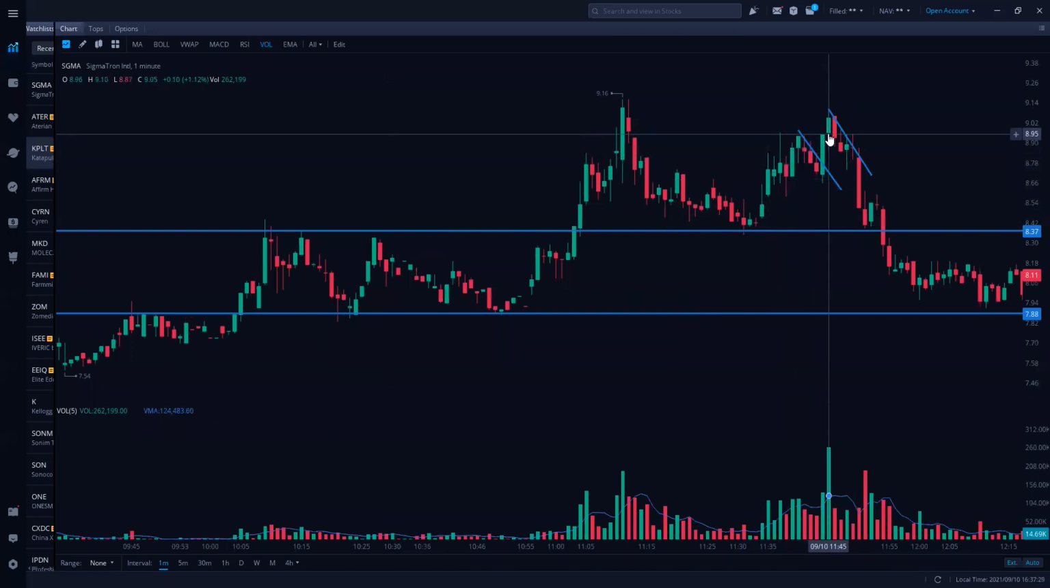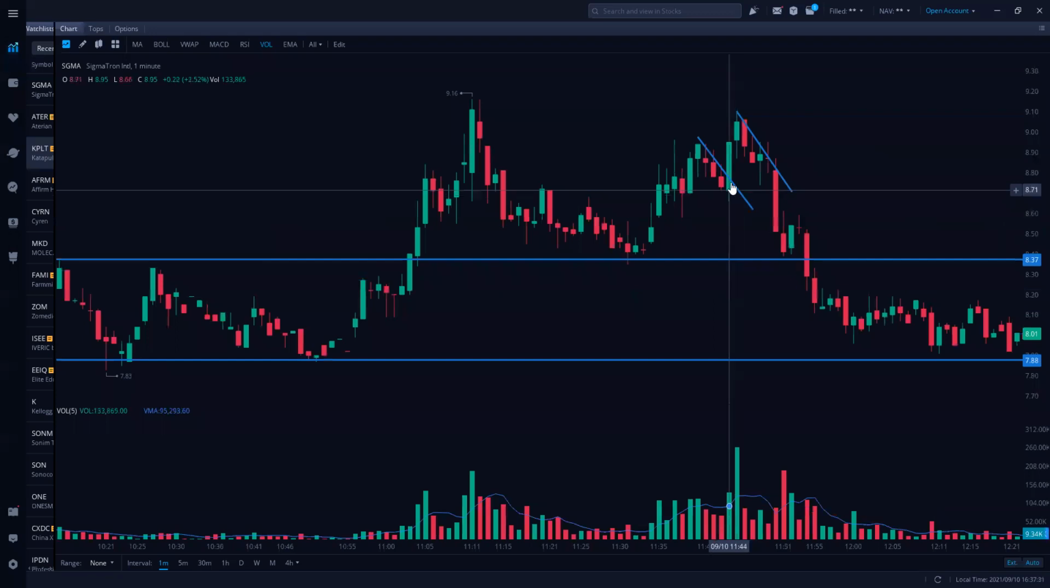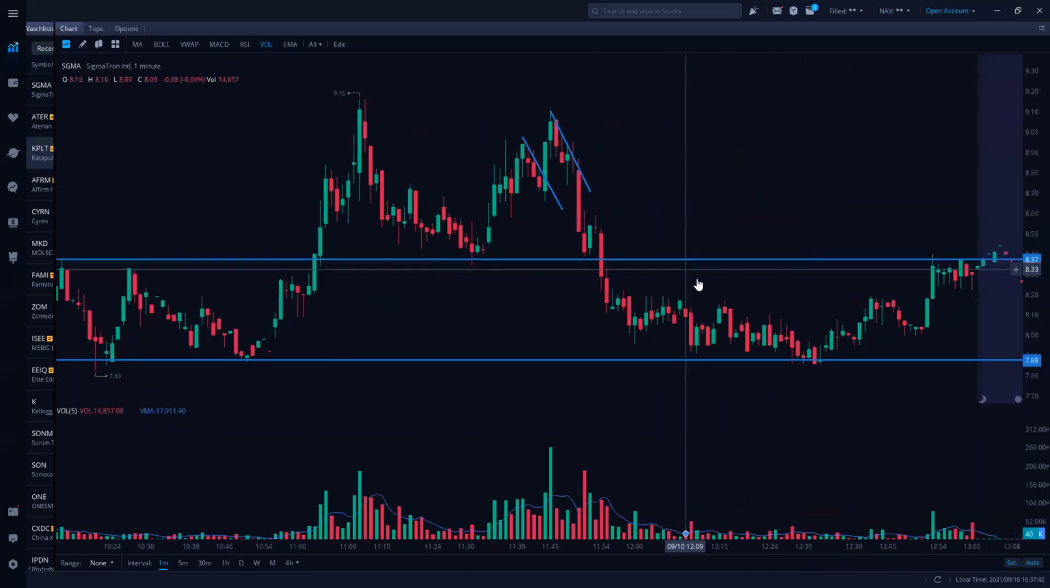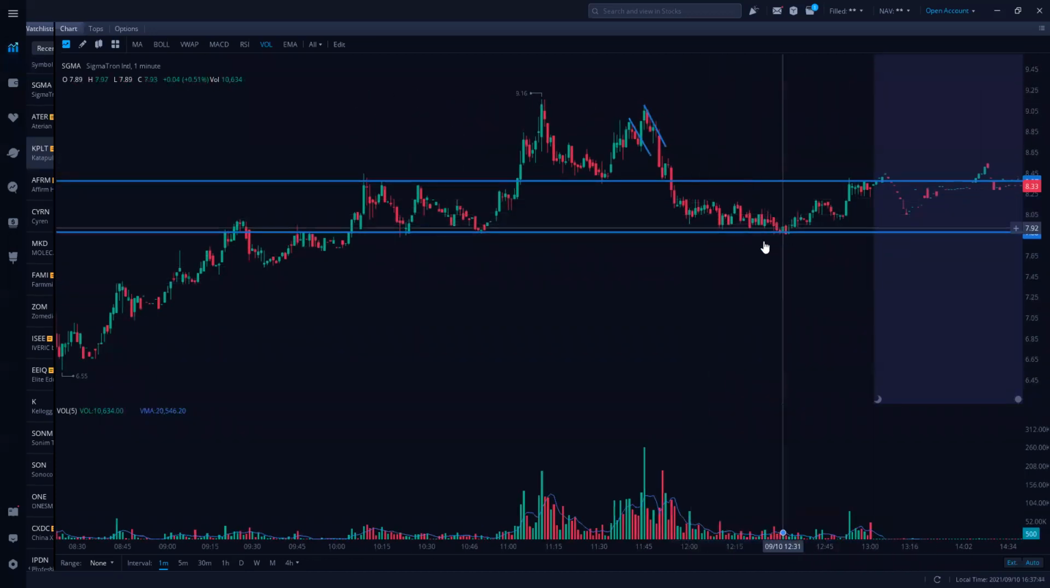And yeah, it just broke out. You could have played this downtrend break right here. You probably would have lost money on that because it only popped 10 cents before dropping. This one got rejected hard, couldn't break this downtrend and just drifted away for the rest of the day. Then it came back down to this support line. You could have added some anywhere here and just sold this pop right here.